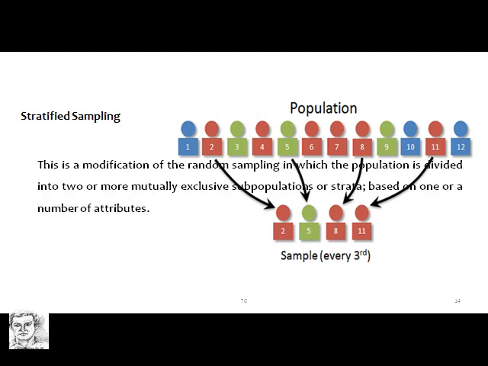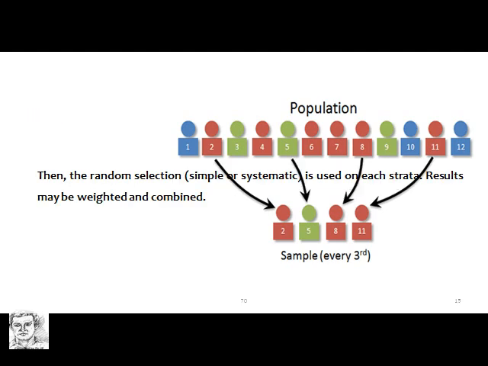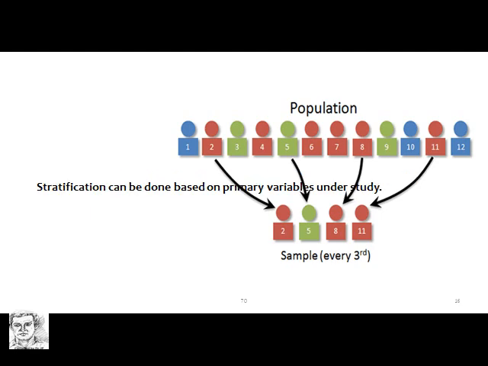Stratified sampling. This is a modification of the random sampling in which the population is divided into two or more mutually exclusive subpopulations or strata, based on one or a number of attributes. Then, the random selection, simple or systematic, is used on each stratum. Results may be weighted and combined. Stratification can be done based on primary variables under study.